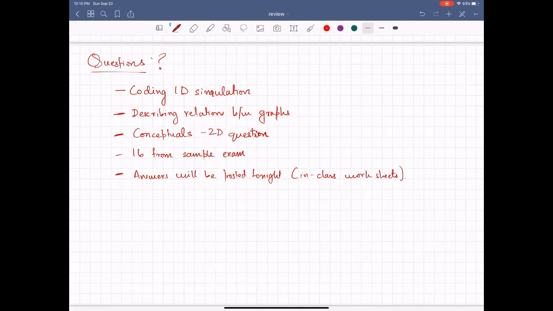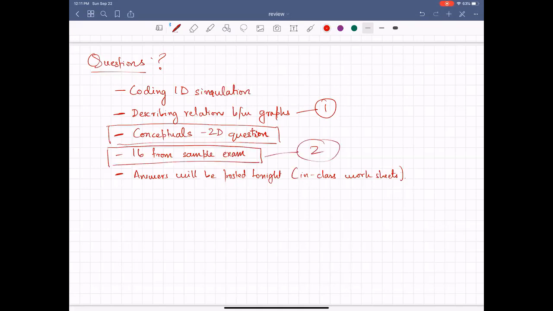So maybe I think the best way to go about this is to start from the beginning, which is this thing, right? So describing relations between graphs. I'm not going to go over this, there's not much to discuss there. Then maybe we'll go over 1D from the sample exam, so that'll be a good example to work out. And then finally, maybe coding 1D simulations.